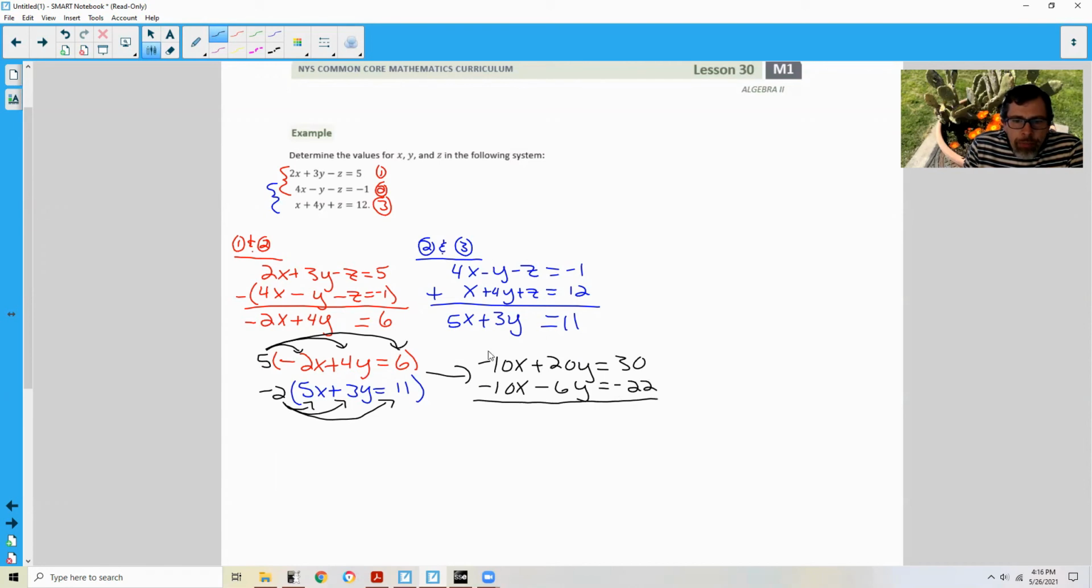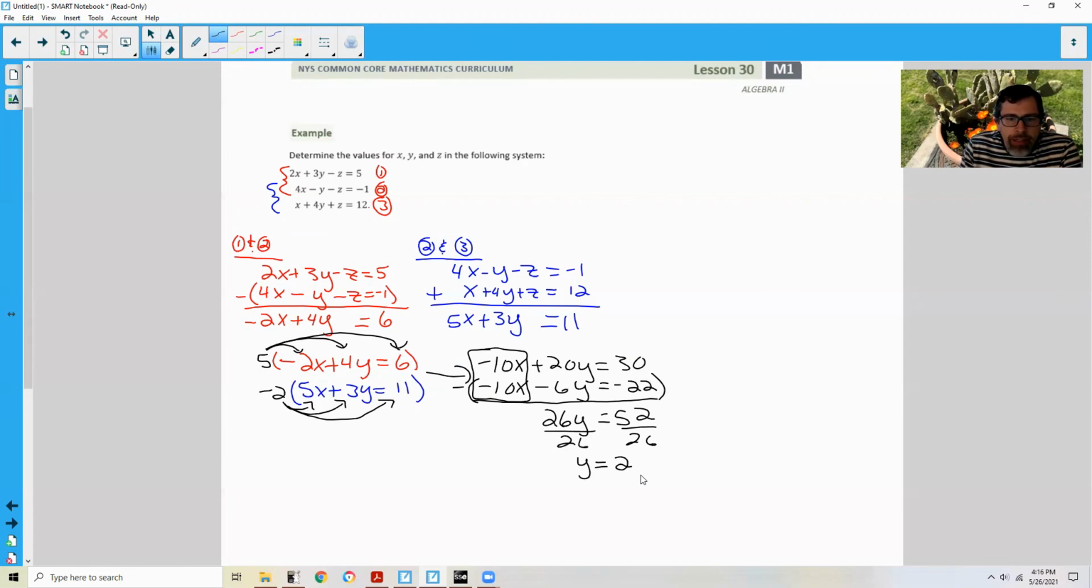Now I have my x's equal. So if I subtract them, I'll put a minus sign there. Negative minus a negative is plus. These will cancel, give me 0. 20 minus a negative is plus. That'll give me 26y. 30 minus a negative 22 will give me 52. Divide both sides by 26, and we get y equals 2. Okay, so we found y.